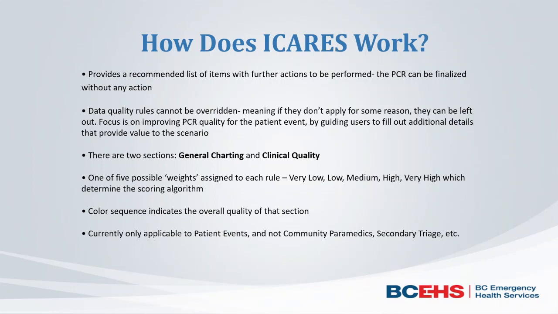Focus is on improving PCR quality for the patient event by guiding you to fill out additional details that provide value to the PCR. There are two sections, general charting and clinical quality, and each rule has one of five possible weights assigned to each rule, which determine the scoring algorithm. The scores will be identified with a color scale. The tool is only available for patient events and won't apply to community paramedic events, secondary triage, or special events.